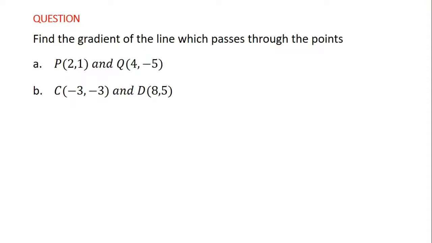The questions are: find the gradient of the line which passes through the following points. The first one is point P with coordinates 2, 1 and point K with coordinates 4, -5. And the second one is point C with coordinates -3, -3 and point D with coordinates 8, 5. So we are going to solve these questions one after the other. We will begin with the first one.